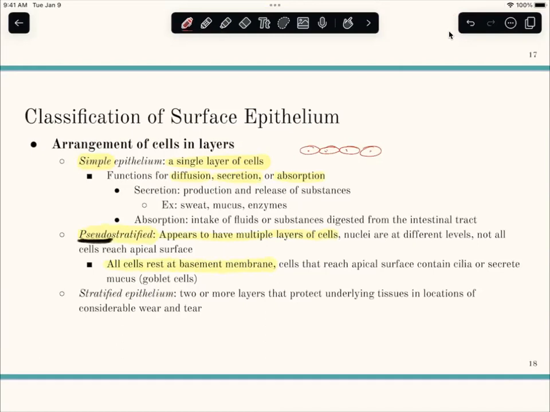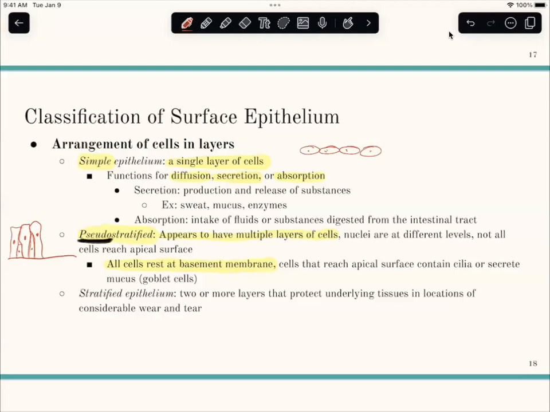So let's see here. There's my basement membrane. I have some cells that are going to reach the top, one that may come halfway up, another one that goes up to the top, another one that goes further up, but not all the way, another one that goes all the way up to the top. And then they have their nucleus. So the nuclei are not lined up.